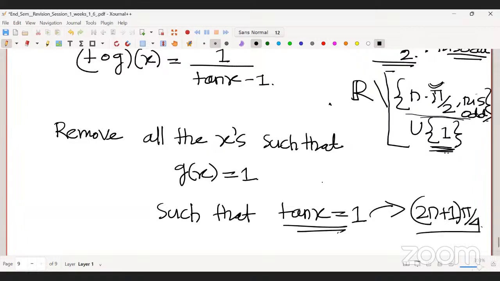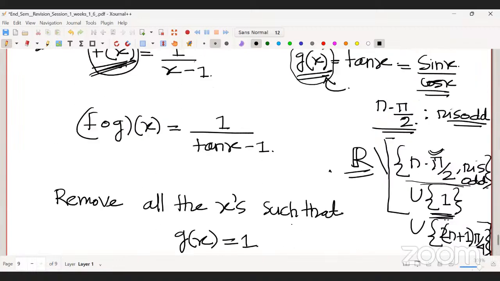You need to check it properly, but certainly at pi by 4 it is 1. You need to check the graph properly and find all the points at which tan of x is 1, and you need to remove all these points. So you need to remove 2n plus 1 times pi by 4. So R minus this set is precisely the domain of this composite function. Is this particular question clear?